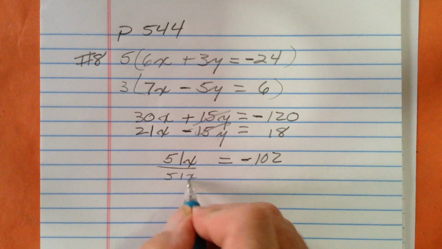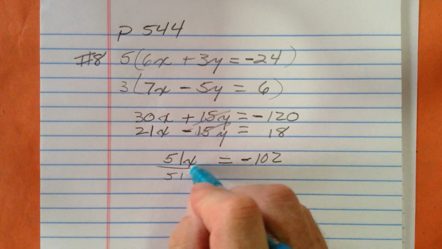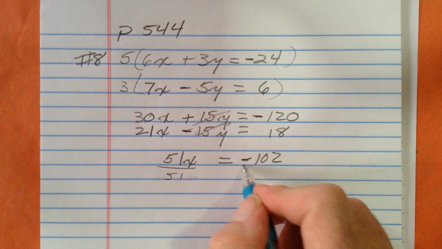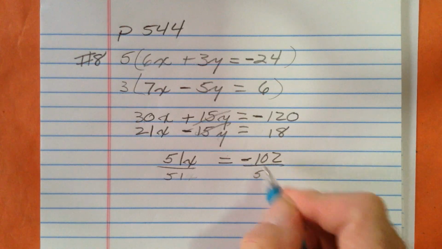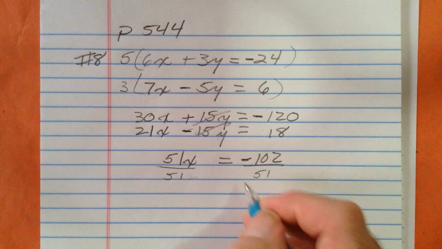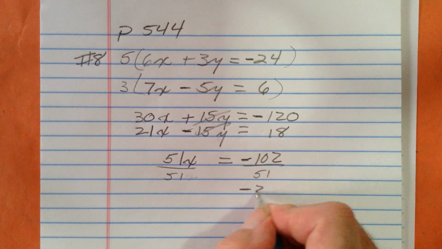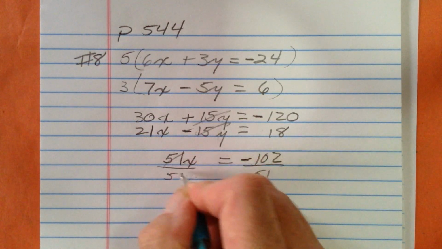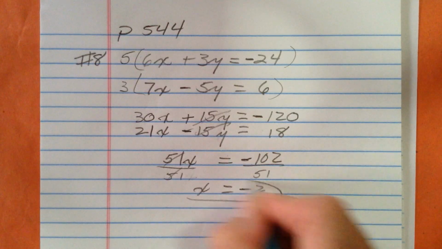Or if you stay with the system here, opposite of multiplying is dividing. So negative 102 divided by 51 would be negative 2. So the x will equal negative 2.